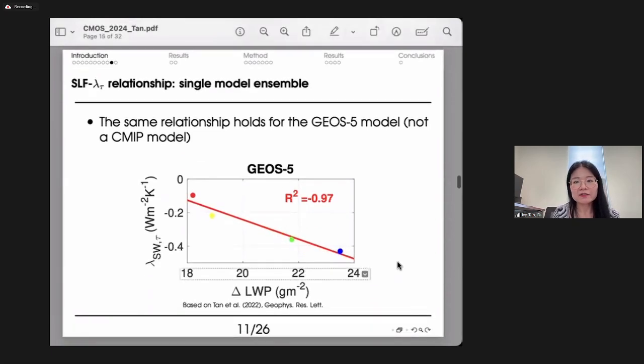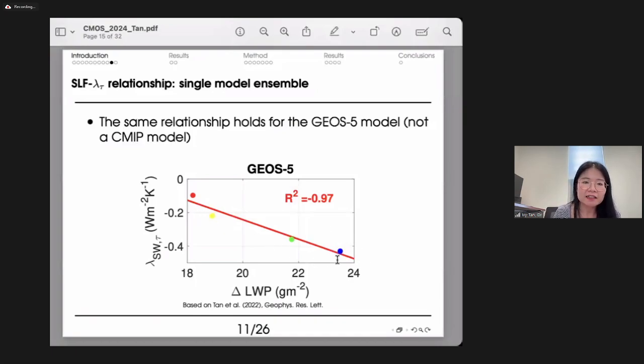In addition to the CESM model, we also found the same relationship holds in the GEOS5 model, although I do note that GEOS5 is technically not a CMIP or Earth system model. This plot here shows, going from right to left, that lambda sub tau becomes less negative as the SLF of the pre-warmed climate state increases.